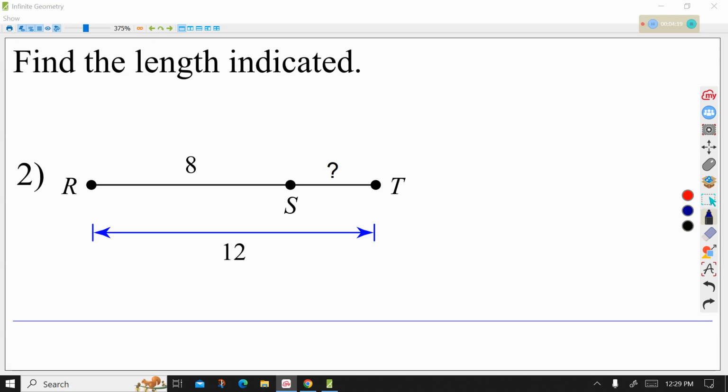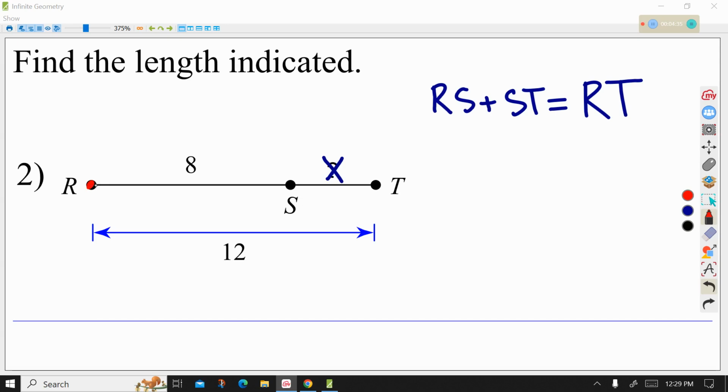So in this case, what's going to happen is we'll change the question mark into an X. And as I said before, we'll write our line segment addition postulate. This is that RS plus ST equals RT. Okay, because of that, we can now substitute all of our letters in.